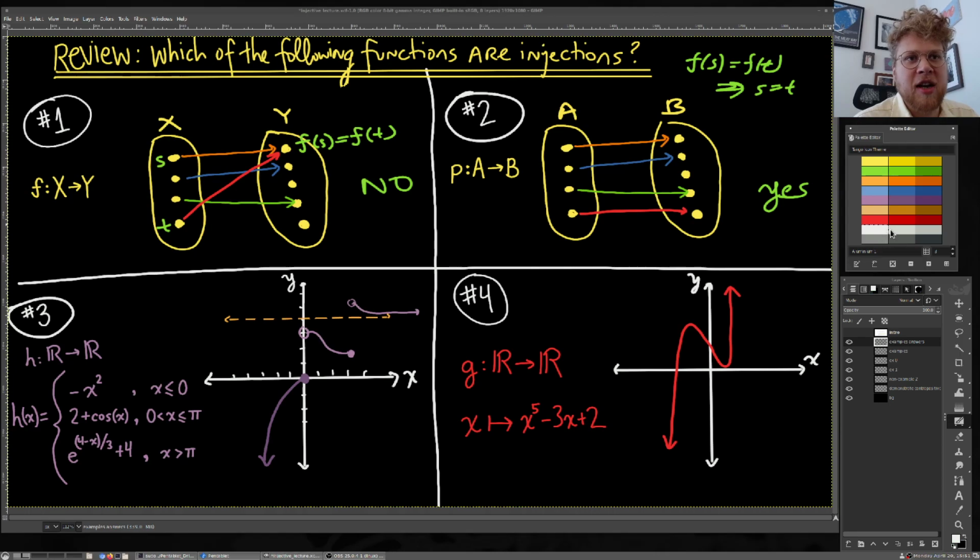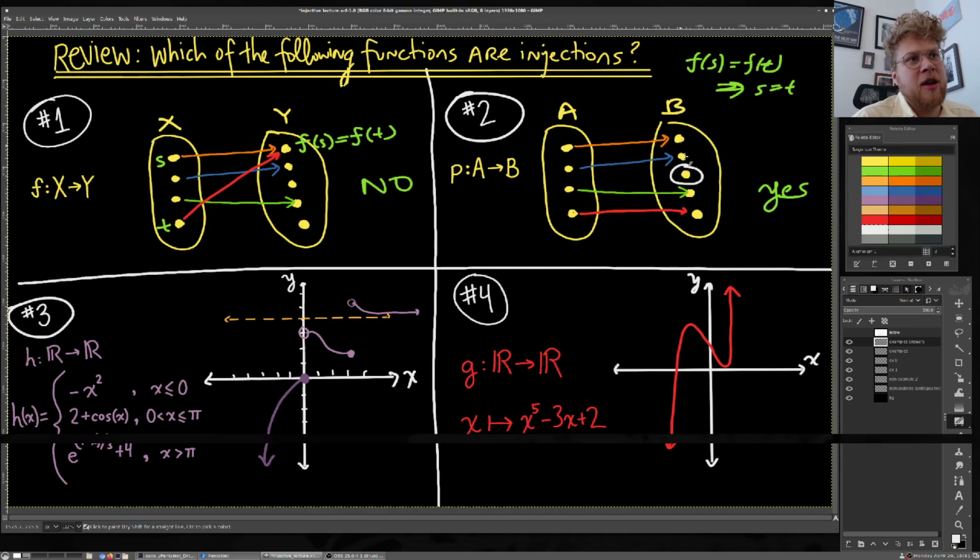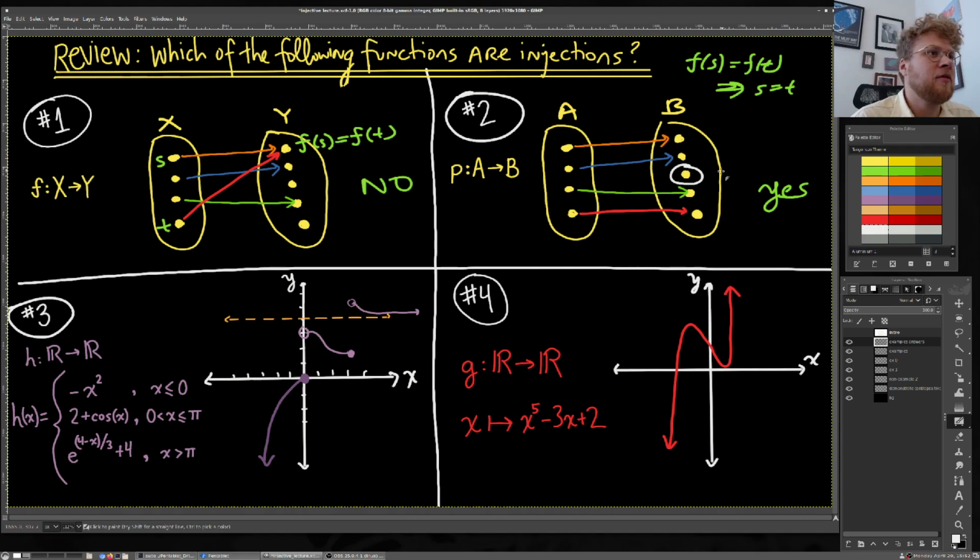Just a really quick aside, what's the deal with this guy? Nothing is mapping to it. So it's an element of the codomain B that nothing's mapping to. Again, not the subject of this video, but the fact that nothing is mapping to this means that this function P is actually not a surjection, but it is injective.